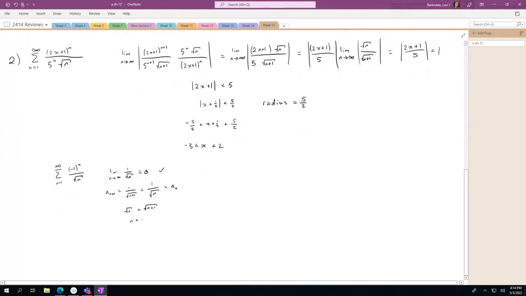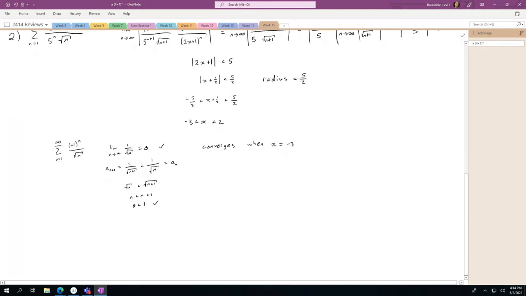If I square both sides, I have n less than n plus 1. So 0 is less than 1, which is of course true. So both conditions for my alternating series test are met, so this one converges. And this was specifically when x is equal to negative 3.